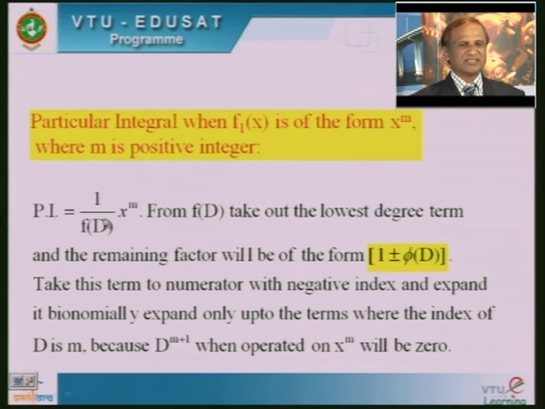Now, as I have mentioned in step 1, you can identify the lowest degree term, take out the lowest degree term, and write it in this form. Then the remaining factor can be written in the numerator with negative index, that is, to the power minus 1. Is it clear? Right. So now you can operate D on this function. You know the meaning of capital D, is it clear? D is an operator, right.